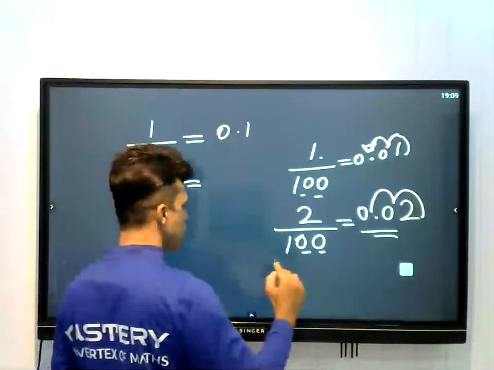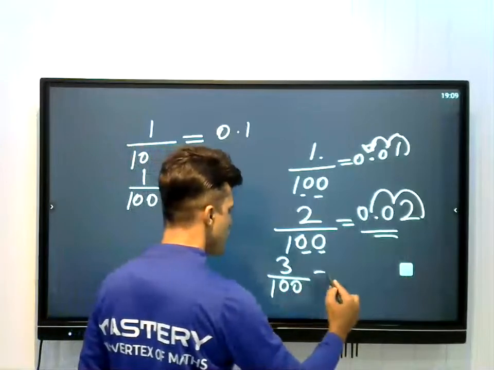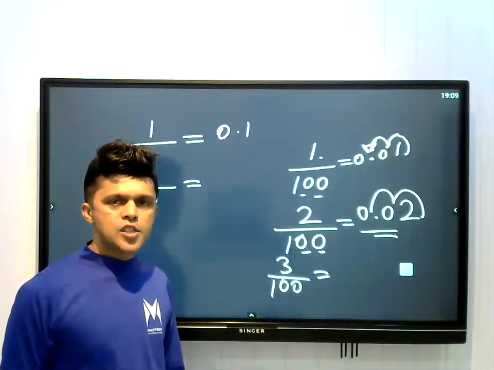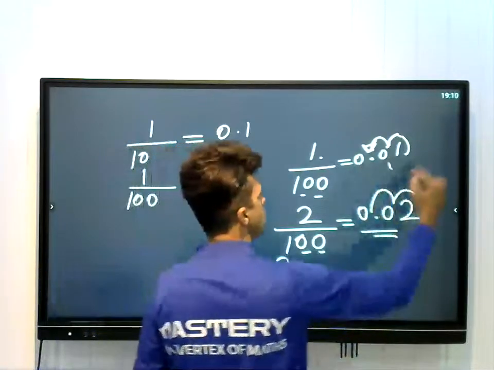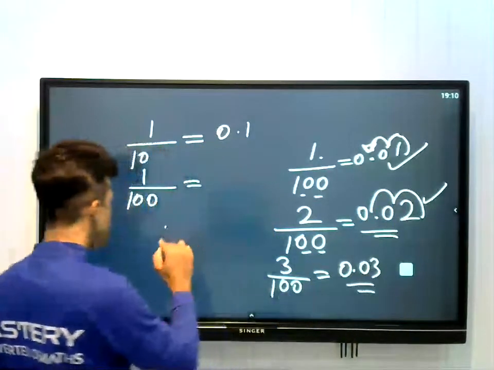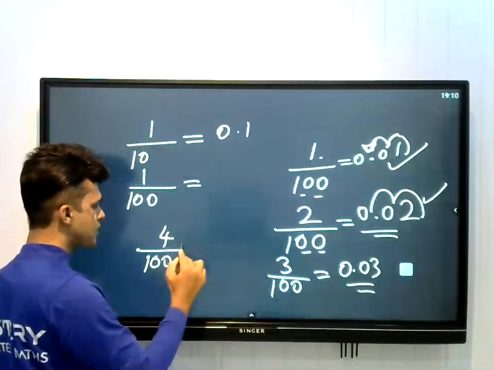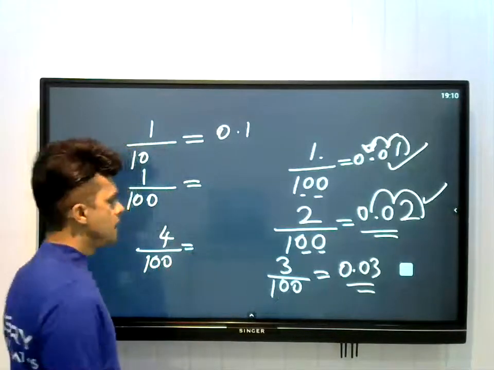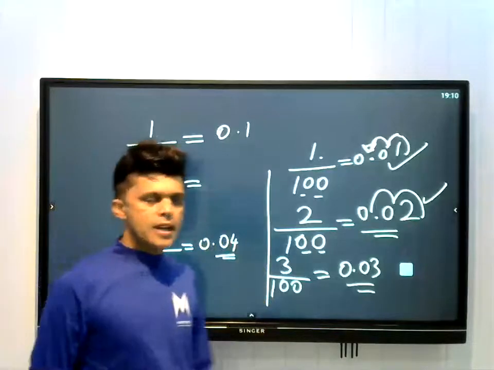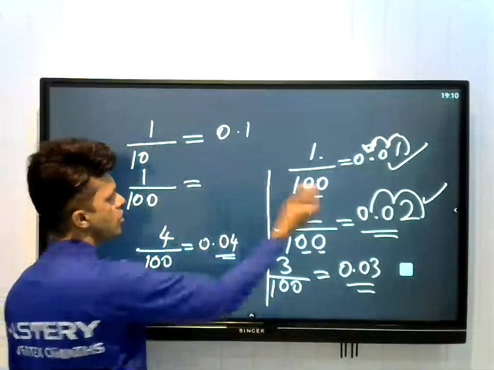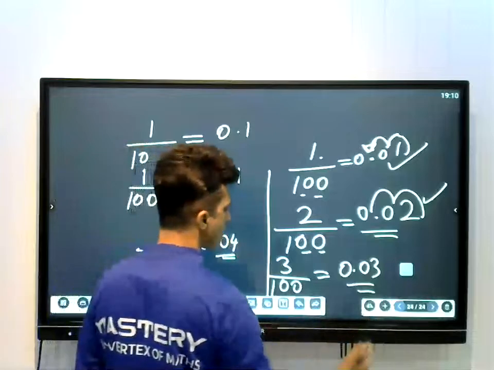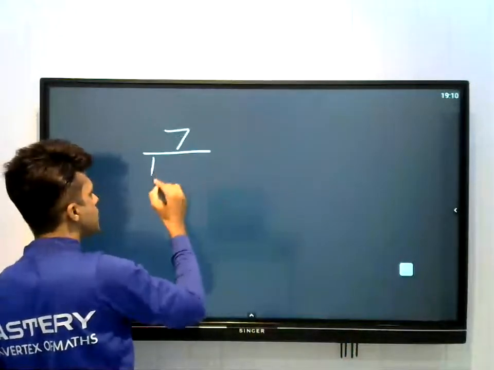Think of this one, 3 over 100. How can we write this fraction as a decimal number? Then you check this one, likewise 0.03. This one, 4 over 100. Let's write this one as a decimal number. Yes, 0.04. So for this one you have the answer: 1 over 100 means 0.01. So how can you write this one as a decimal number?